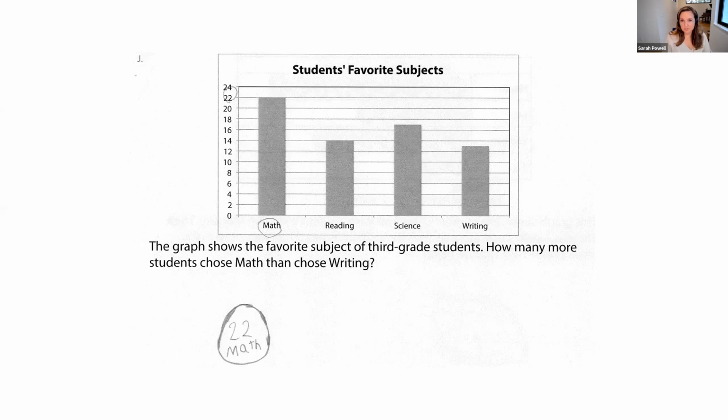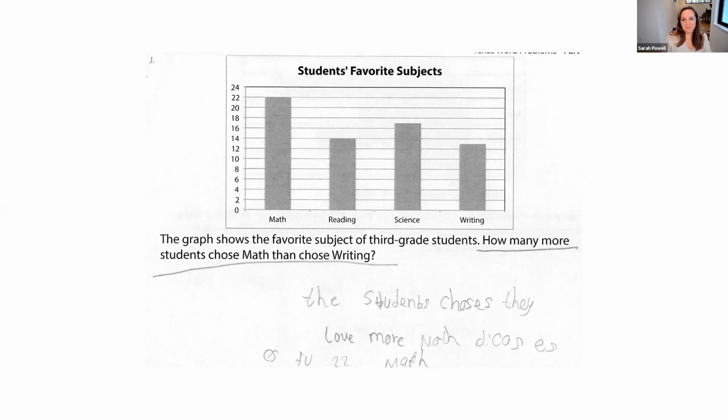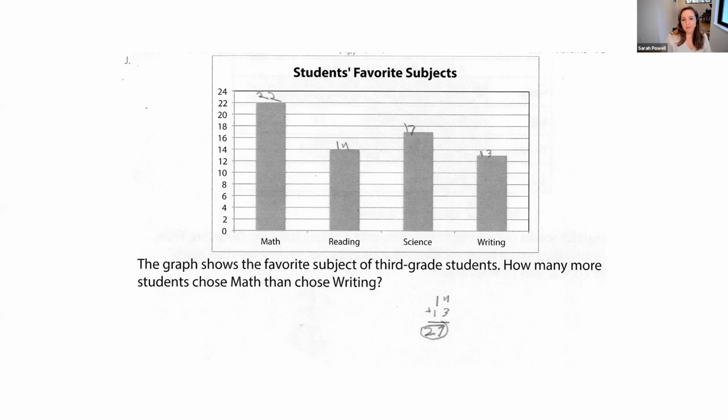This student just repeated that 22 students chose math. This student said 22 chose math and 14 students chose writing, and lots of cute hearts there to show that they must love doing this problem. This student repeated information from the word problem. The students chose that they love more math because I think it's like 22 chose math, or they're trying to say something like that. Here we have a student that added 14 plus 13.